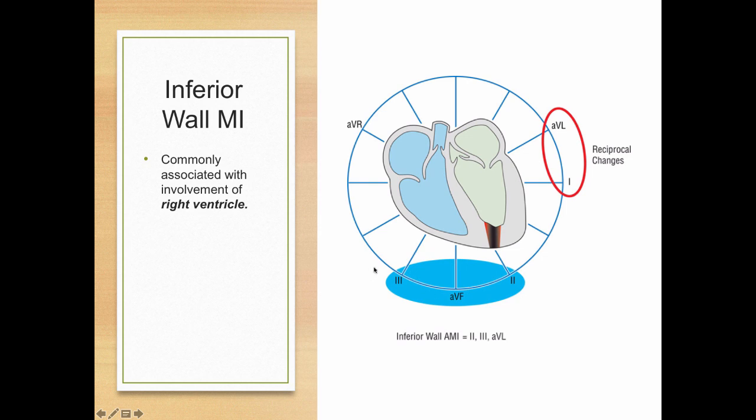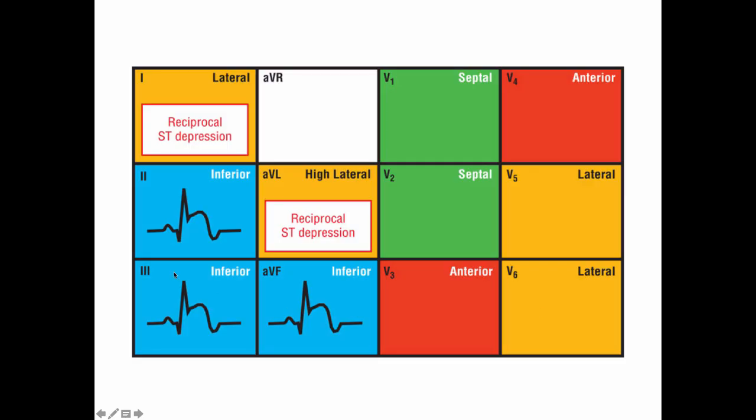So we've got 2, 3, and aVF as our inferior leads, and we're going to have reciprocal changes in 1 and aVL. So if I see ST segment elevation here in 2, 3, aVF, I'm going to see ST segment depression in leads 1 and aVL. So again, inferior wall MIs, ST segment elevation 2, 3, aVF, and I'm probably going to see some ST segment depression in our reciprocal leads, lead 1 and aVL.